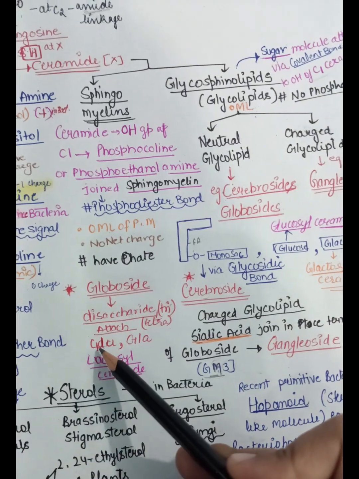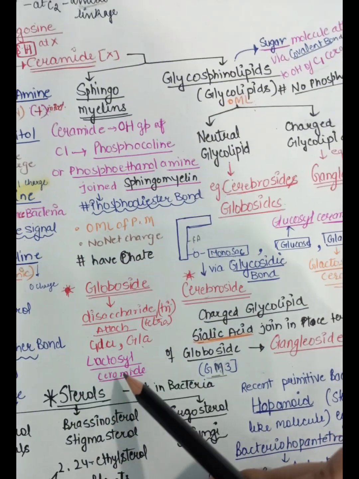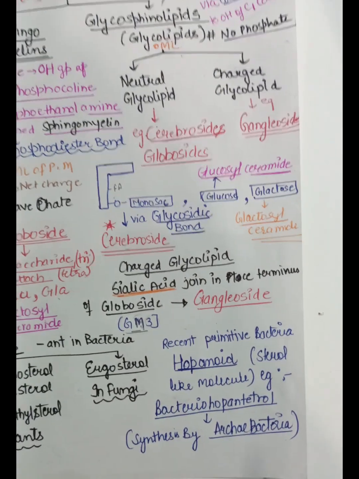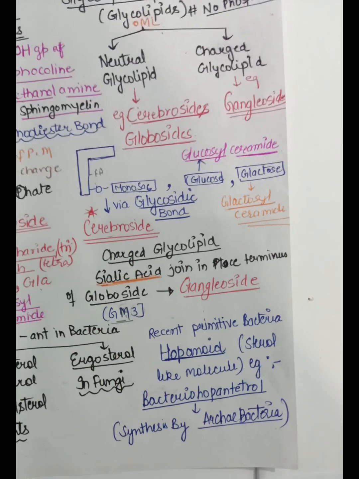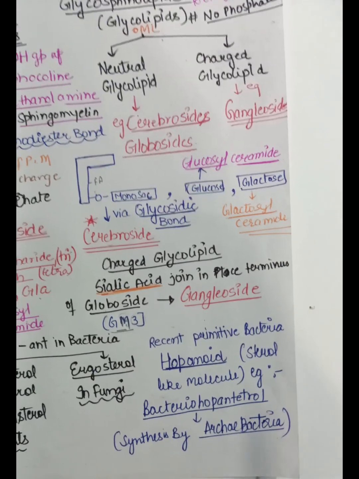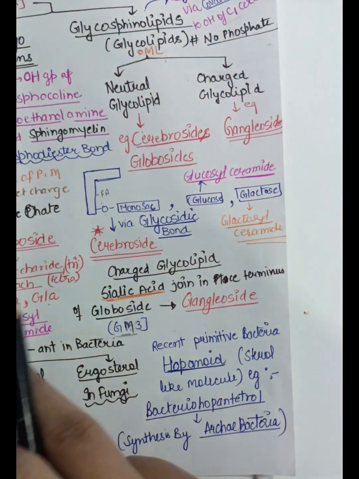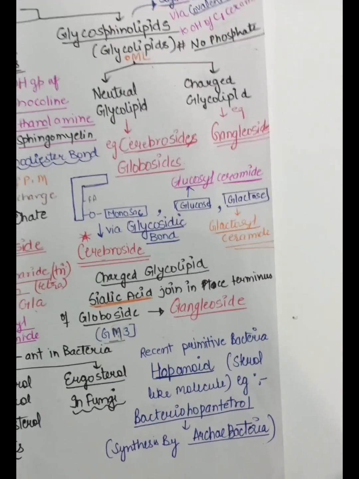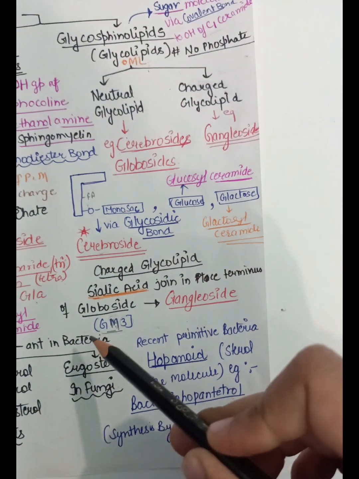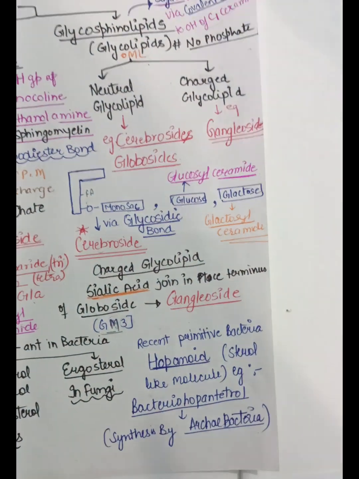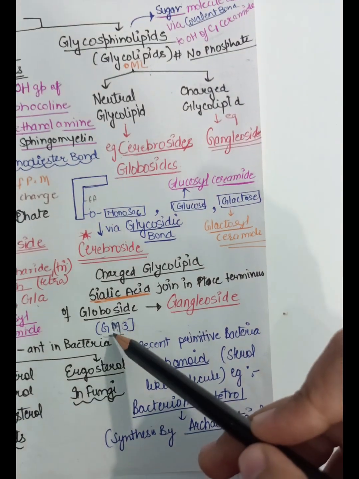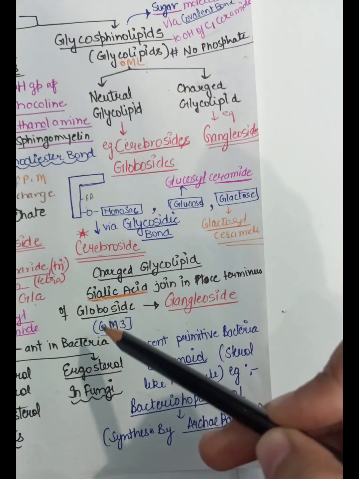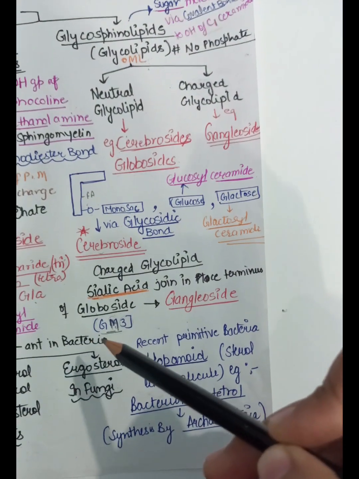And in the case of charged glycolipid, when sialic acid is joined at the terminus of the globoside, then it becomes the ganglioside, and we write it as GM3. In ganglioside, M refers to how many sialic acid molecules are attached. If one sialic acid is attached, we say mono. If two, we say di. If three sialic acids, we say tri. So GM means mono, and 3 here represents the electrophoretic mobility of the molecule.